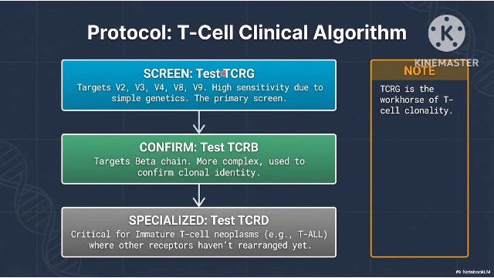Proposed T cell clinical algorithm is you test for TCRG. To confirm, you can use TCR beta. Only if required, like in immature T cell neoplasms like T-LL, TCR-d can be tested for. If TCR-d rearrangement is there and the lineage is assigned, you won't have beta and alpha rearrangement.